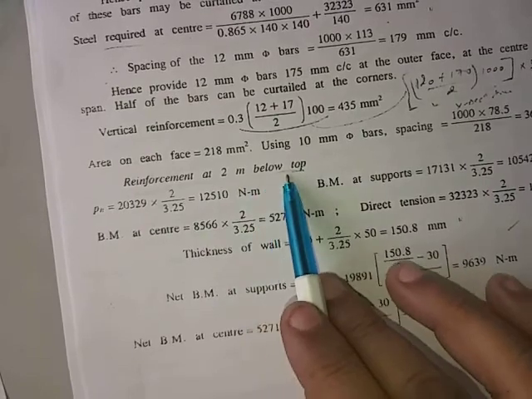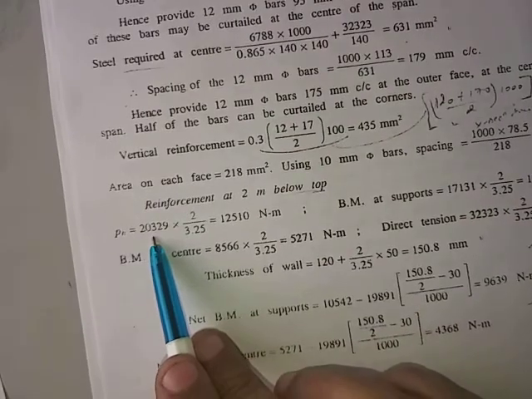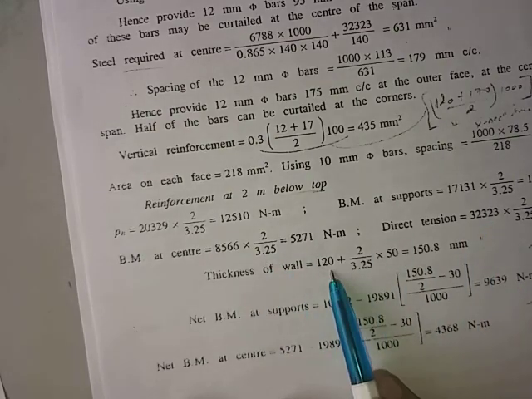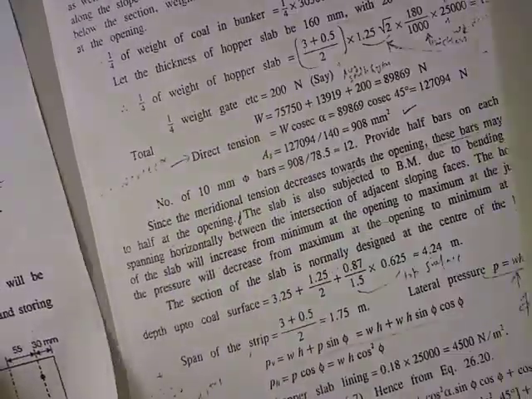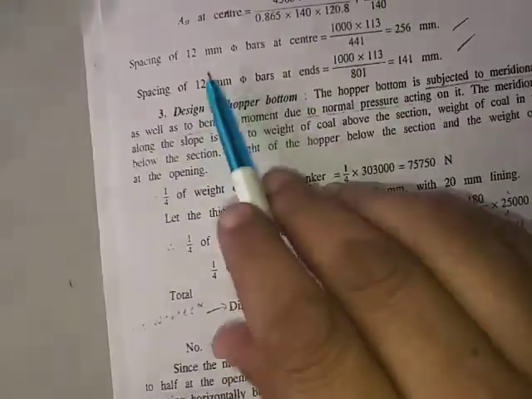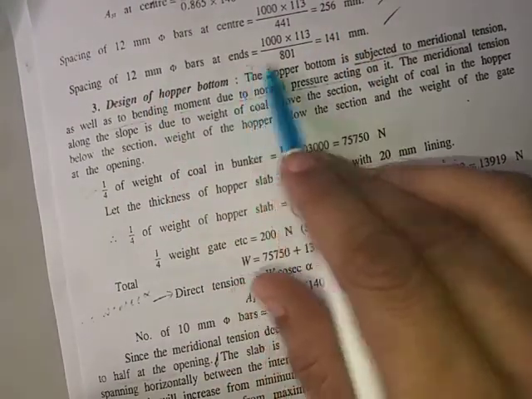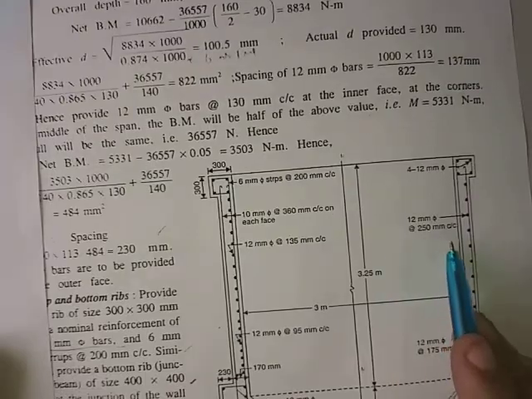The calculations have been done over here for the reinforcement at 2 meters below the top. When you do these calculations, the values have been reduced for 2 meters. The moments are calculated, then the forces are calculated, then depending on the thickness, net bending moments are calculated, and for the net bending moments the steel has been calculated. So it comes out to be 12 mm bars at the center at 250 mm, and 12 mm bars at the ends at 140 mm. So the steel has been provided as I have earlier shown: 12 mm bars at the rate of 135 and 12 mm bars at the rate of 250 mm center to center.